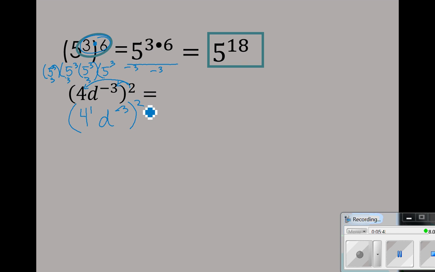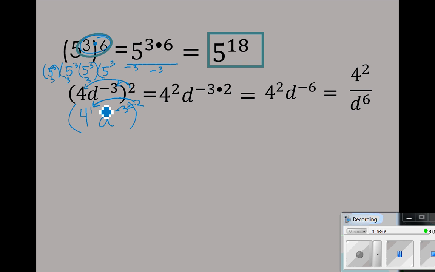So we're going to multiply this 2 with that 1 and with the negative 3. So we end up with 4 to the second power because we are multiplying this 2, because that has to be applied to it because of the parentheses. And then d to the negative 3 times 2. Then you're going to do the multiplication problem. And you see, I've already done the work for you. You have 4 to the second power comes right over. And negative 3 times 2 is negative 6.